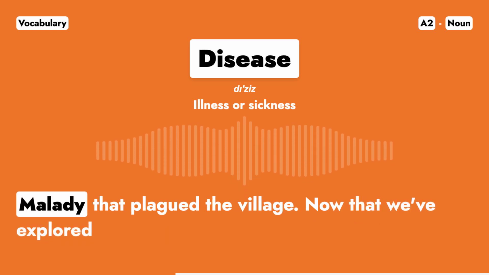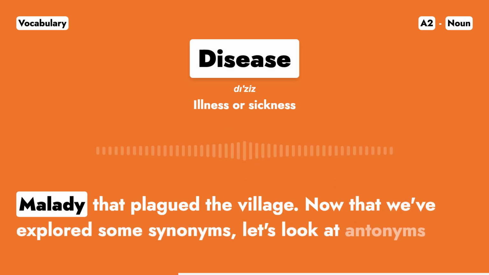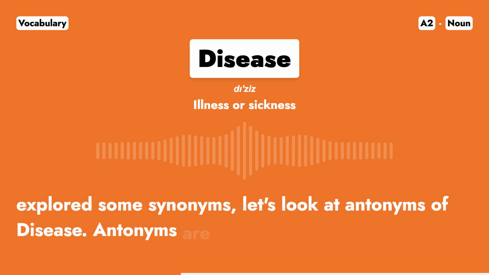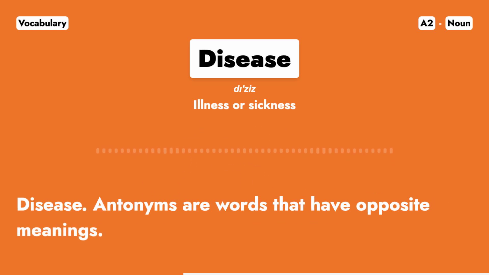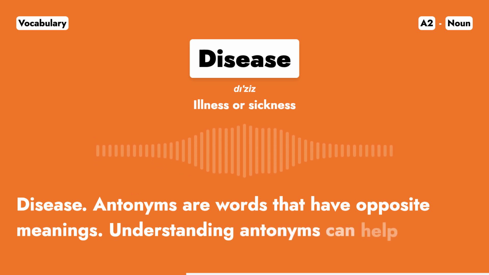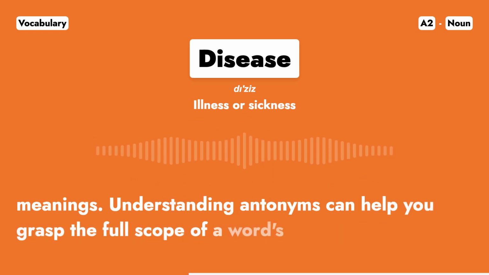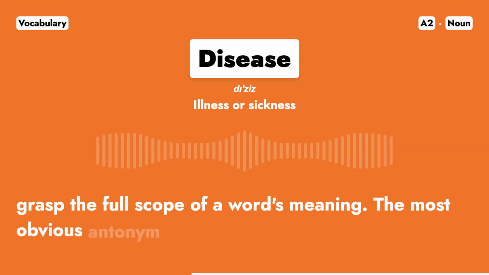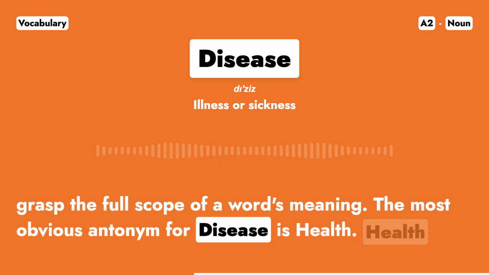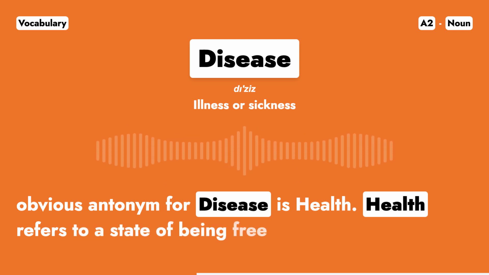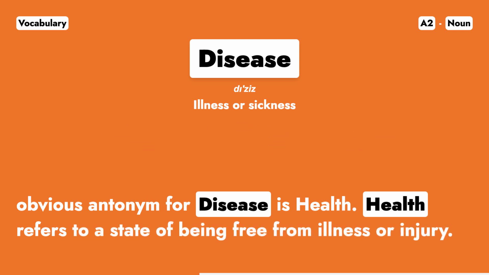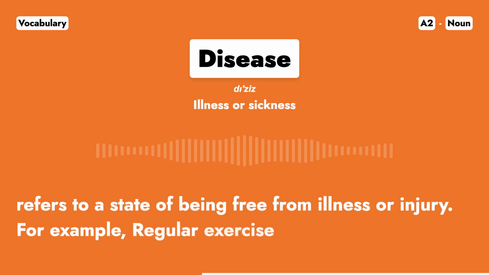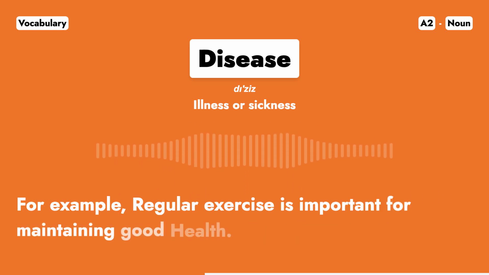Now that we've explored some synonyms, let's look at antonyms of disease. Antonyms are words that have opposite meanings. Understanding antonyms can help you grasp the full scope of a word's meaning. The most obvious antonym for disease is health. Health refers to a state of being free from illness or injury. For example, regular exercise is important for maintaining good health.